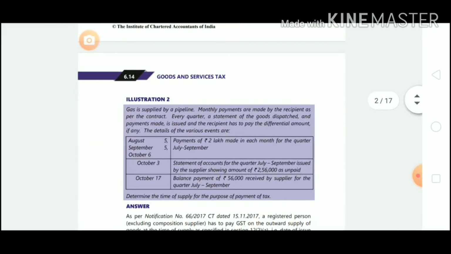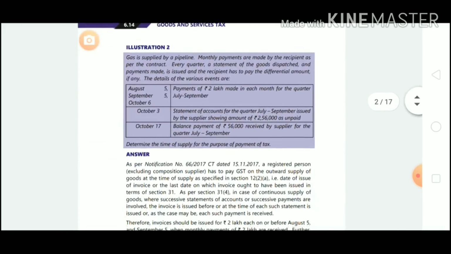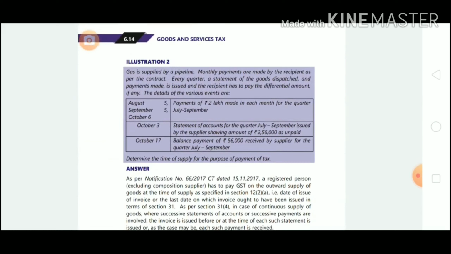Now illustration number 2. So let's read the question. Gas is supplied by a pipeline. Monthly payments are made by the recipient as per the contract. Every quarter, a statement of goods dispatched and payments made is issued, and the recipient has to pay the differential amount if any. Okay. The details of the various events are August 5, September 5, October 6.